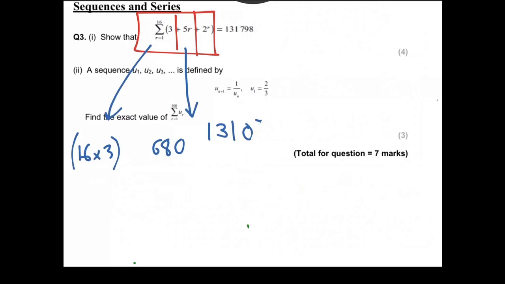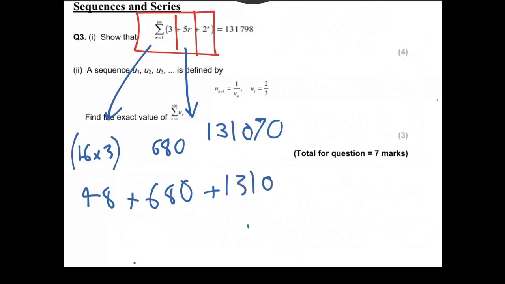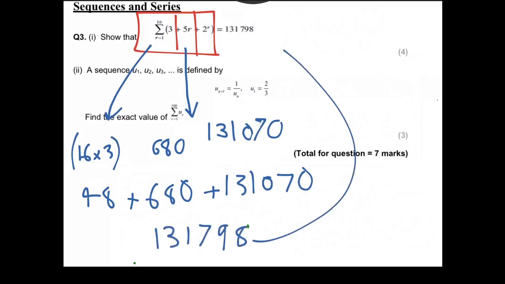So it wants me to add all those together. Write that a bit clearer. There's 70 on the end. So adding up these, we've got 16 times 3, which is 48, plus 680, plus 131,070, which gives me 131,798, which is what they wanted me to show.